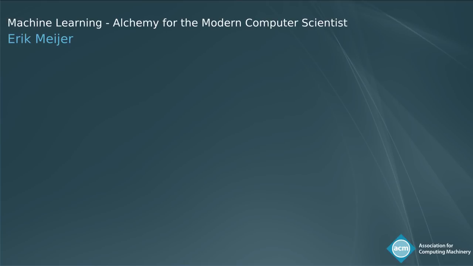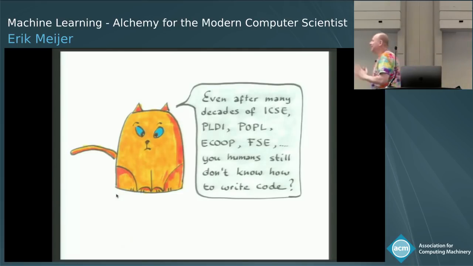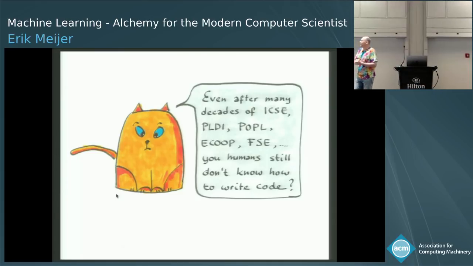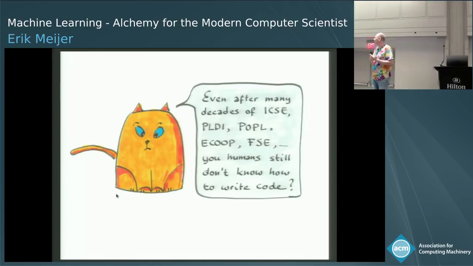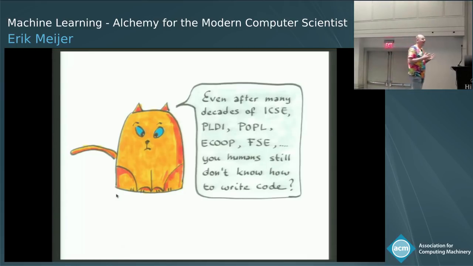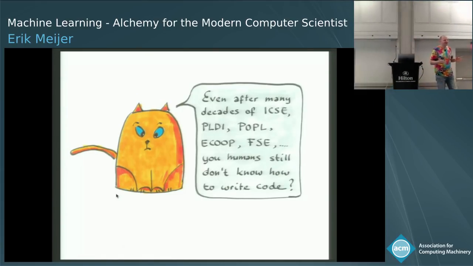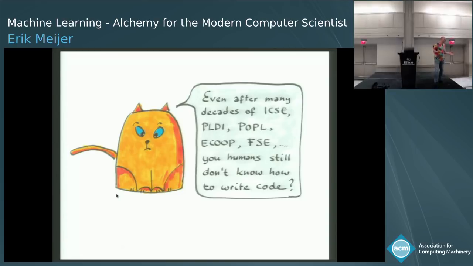I'm Eric. I'm a recovering typeholic. When I look at this conference, I'm super impressed by all the work that's done. But I can't help wondering, how is it possible that after so many decades of these conferences, we still don't know how to write code? Why do we still need conferences like this?